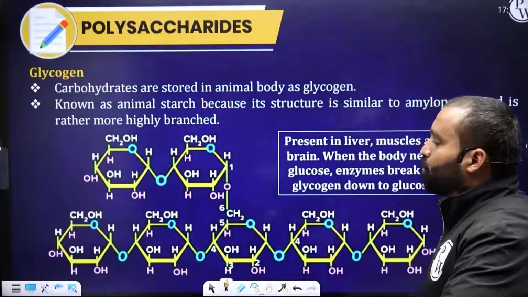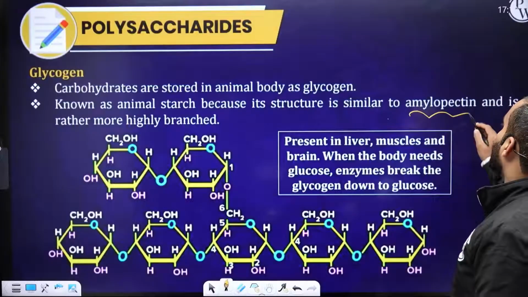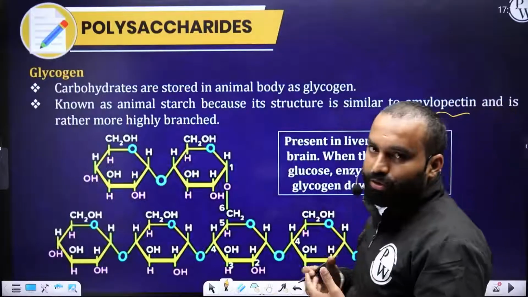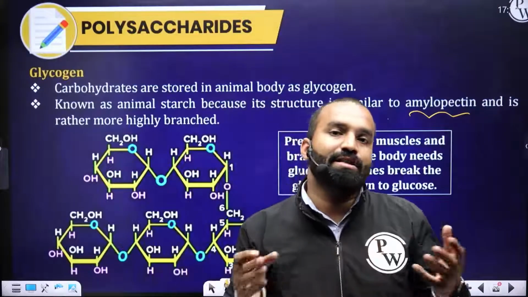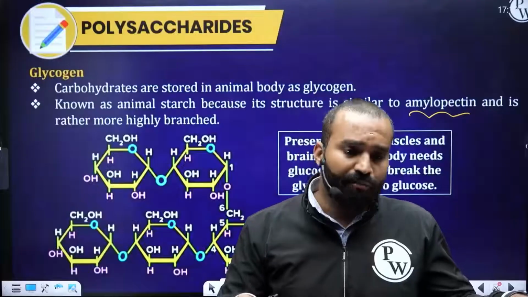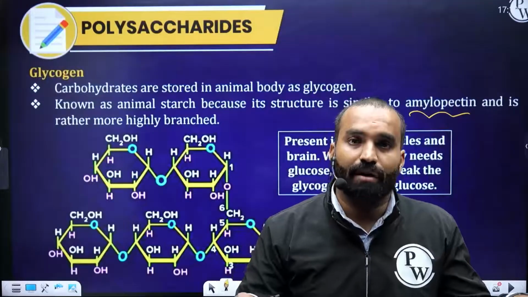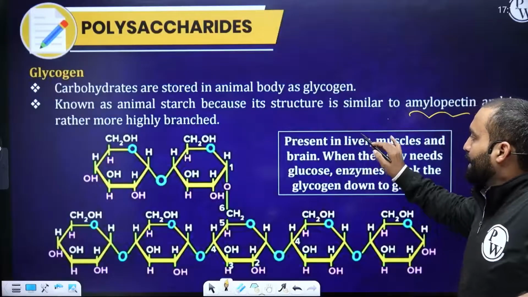And it's also known as animal starch because the structure is similar to amylopectin. As I said, amylopectin and cellulose have similarity. Humans cannot digest cellulose because cellulose has a complex structure, and we lack the enzyme to hydrolyze cellulose. Again, it's present in the liver.